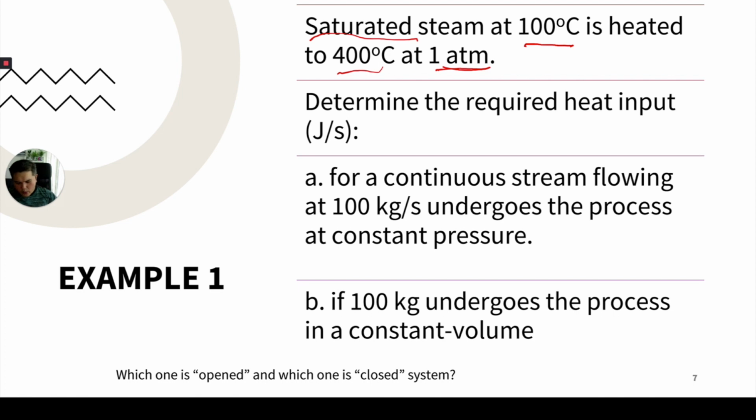So determine the required heat input, in terms of joule per second, for a continuous stream flowing at 100 kilogram per second that undergoes the process at constant pressure. And now, if 100 kilogram undergoes the process at constant volume.